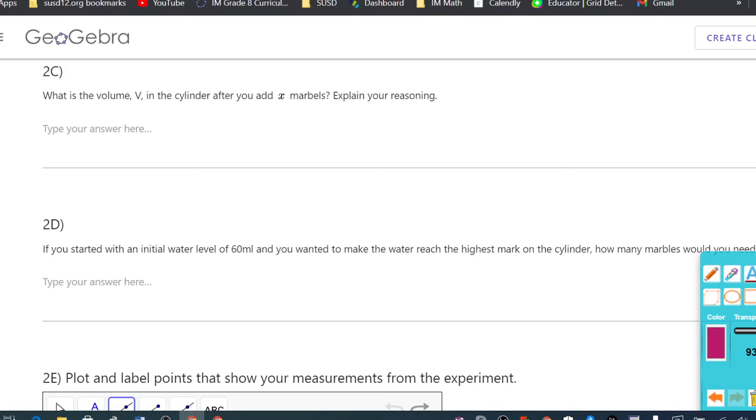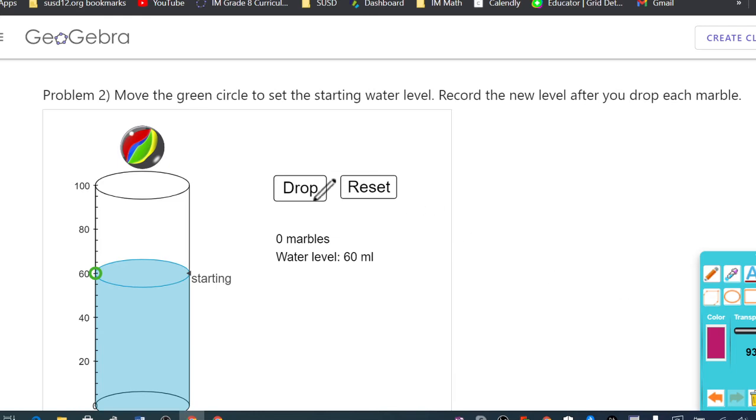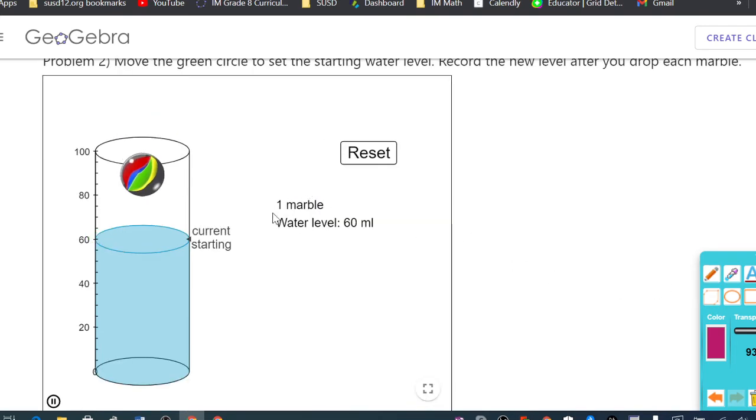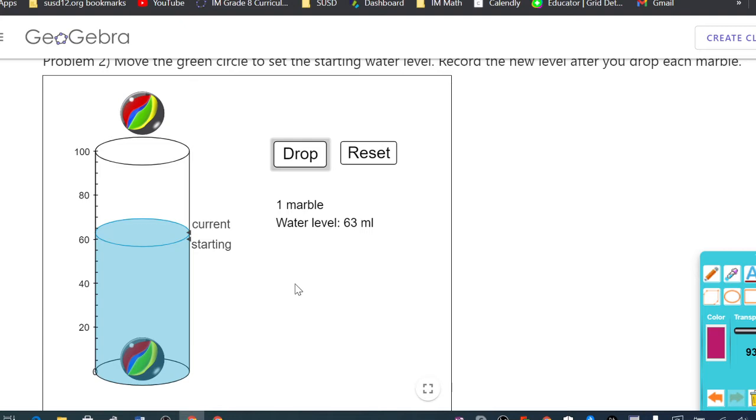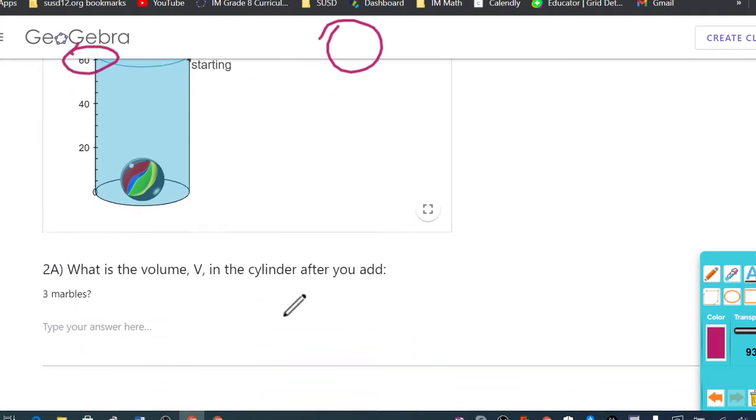Let's keep going. What is the volume in the cylinder after you add X marbles? Okay, well remember, every marble that we put in increased the water level by 3 milliliters. Take a look again. So 1 marble increased the water level by 3 milliliters. What does that mean? It means the volume of 1 marble is 3 milliliters. Remember that we are starting with 60 milliliters of water.